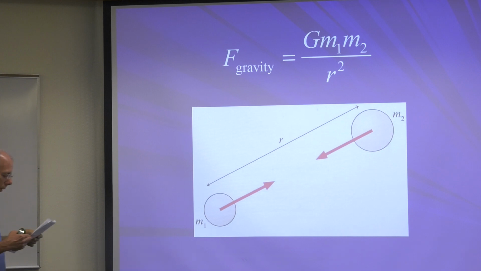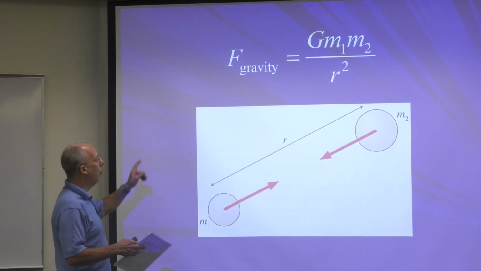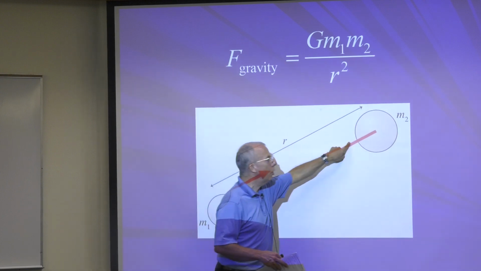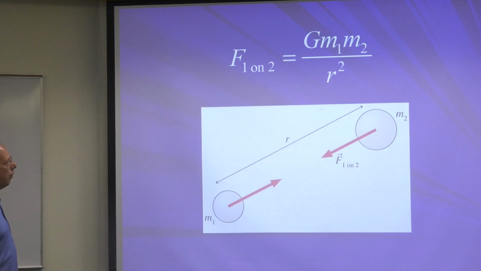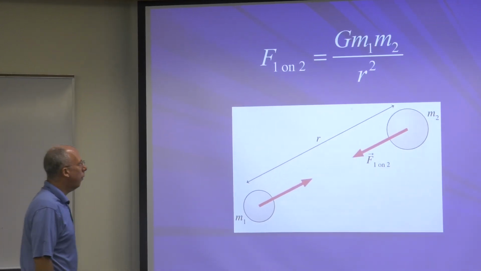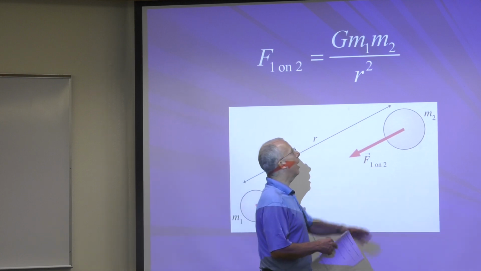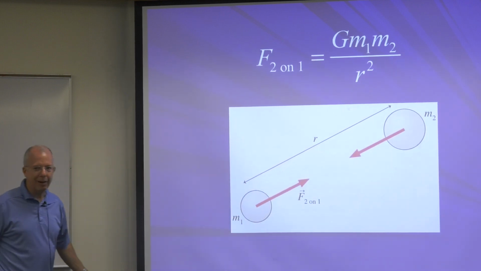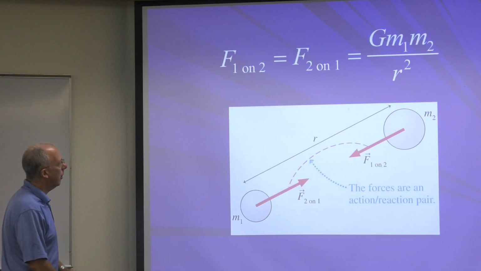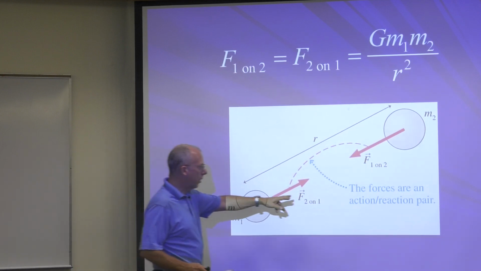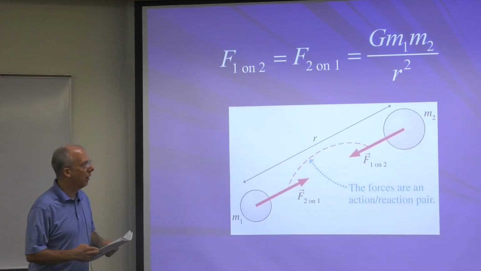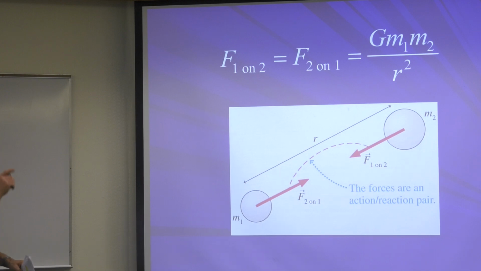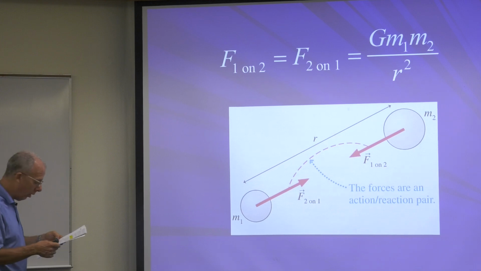Okay, great. Now, what is the force that 1 exerts on 2? Well, use the equation. The force 1 exerts on 2 is just G m1 m2 over r squared. Okay? What's the force that 2 exerts on 1? Well, same thing, right? Same thing. Okay? So this is what we're saying. The forces are an action-reaction pair, or I would say the forces are members of the same force pair. 1 exerts a force on 2, 2 exerts a force on 1, equal and opposite.